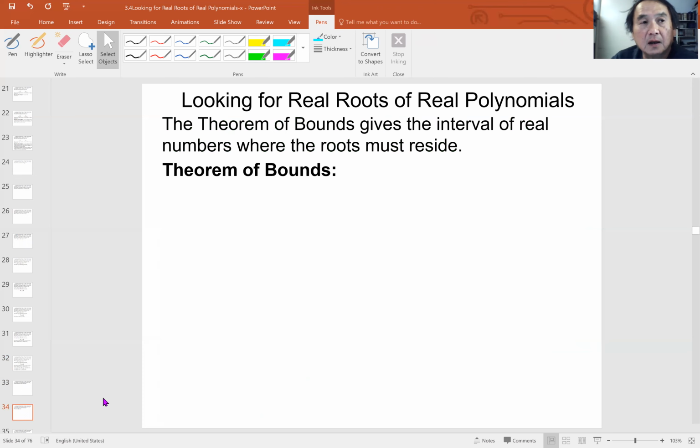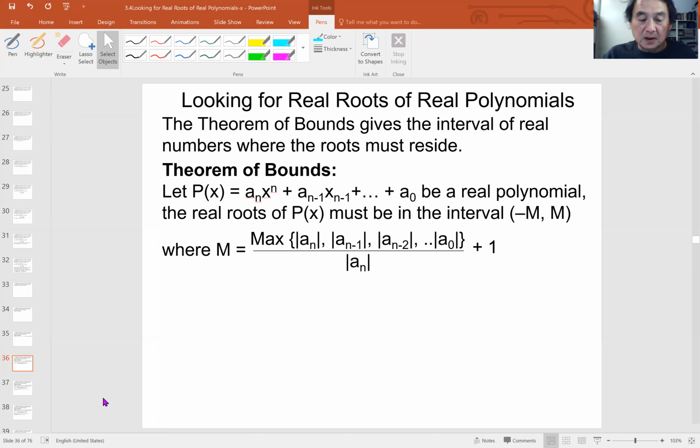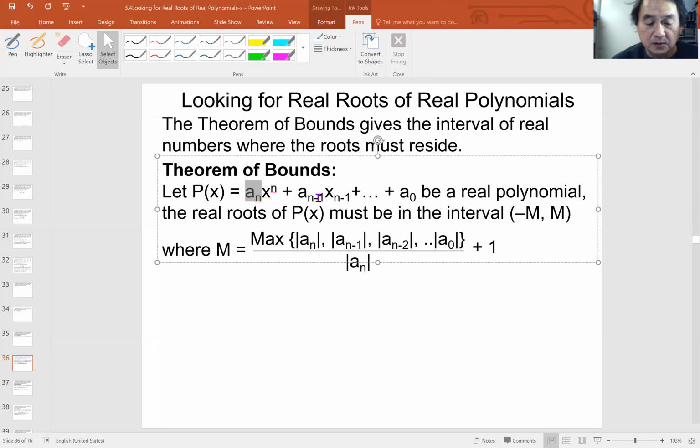Now, the theory of bounds tells you, if you're looking for real roots, where will they be? It's very simple. Suppose this is the polynomial. The theory of bounds says you take the first number and divide it into all the coefficients, look at these divisions, and pick out the biggest one. Then take this biggest coefficient, divide by the first number, then add 1 to it.